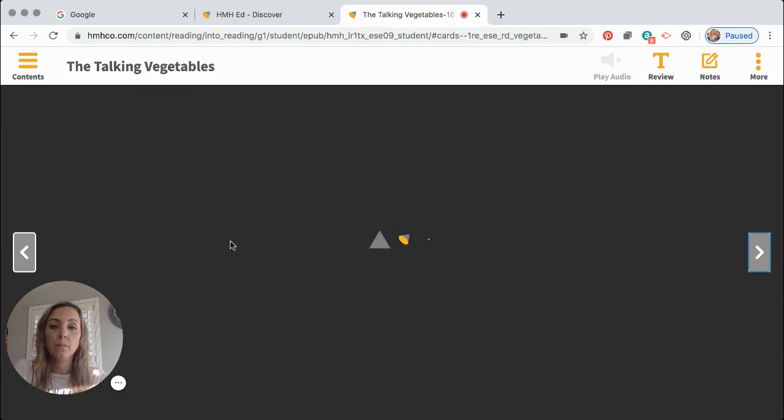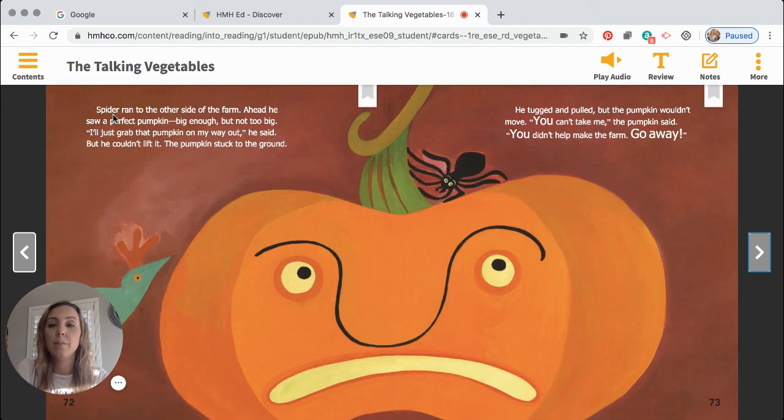Fingers ready? Ready? Listen. Spider ran to the other side of the farm. Ahead, he saw a perfect pumpkin, big enough, but not too big. "I'll just grab that pumpkin on my way out," he said, but he couldn't lift it. The pumpkin stuck to the ground. He tugged and pulled, but the pumpkin wouldn't move. "You can't take me," the pumpkin said. "You didn't help make the farm. Go away."